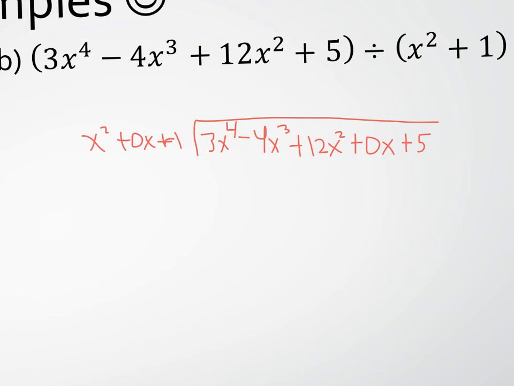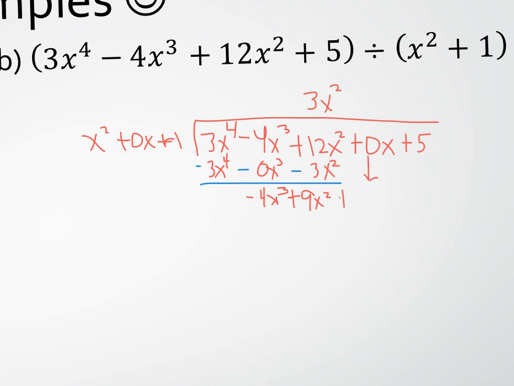X squared into 3x to the 4th is 3x squared. So let's see, 3x to the 4th, 0x cubed, and 3x squared. And remember, we're going to change the signs of that bottom expression. And 3x to the 4ths cancel out. We'll have negative 4x cubed, and we'll have 9x squared. Drop down the 0x. And we start the process again. So we say x squared into negative 4x cubed. Okay, well, that is negative 4x.